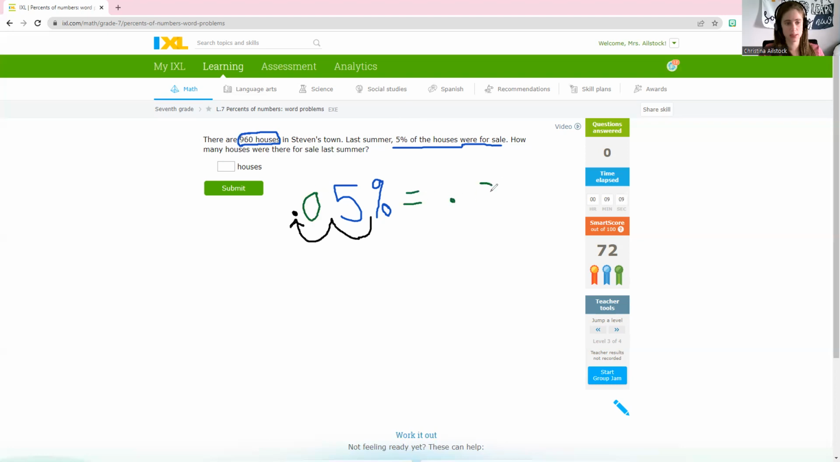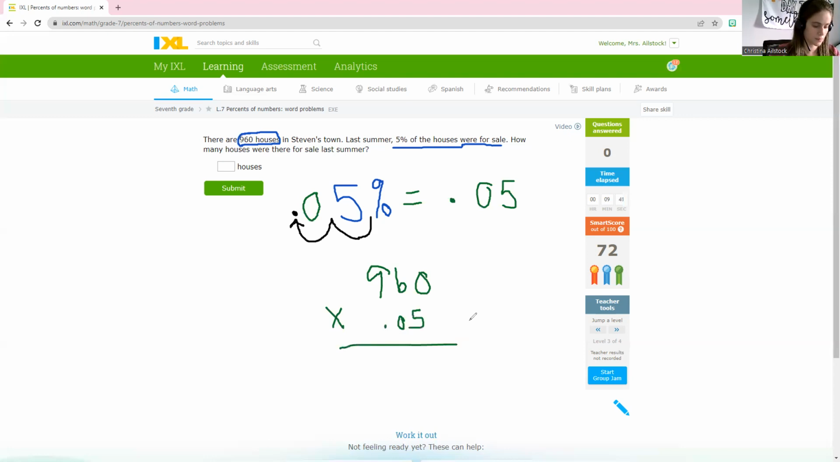So 0.05 is the decimal version of 5%. So just be careful whenever you get numbers like that, you still remember to move that decimal point 2 places and you add a 0 in if necessary. Now the rest is the same. We want to know what 5% of 960 is. We're going to take 960 and multiply that by 0.05. And we get the answer of 48. So there were 48 houses for sale last summer.